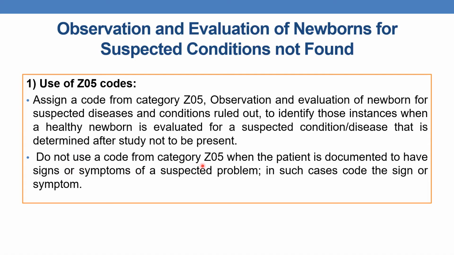Do not assign a code from category Z05 when the patient is documented to have signs or symptoms. This is important. Do not use a code from category Z05 when the patient is documented to have signs or symptoms of a suspected problem. In such a case, you need to code the sign or symptom, not Z05 codes.